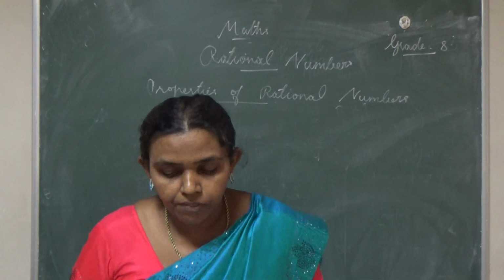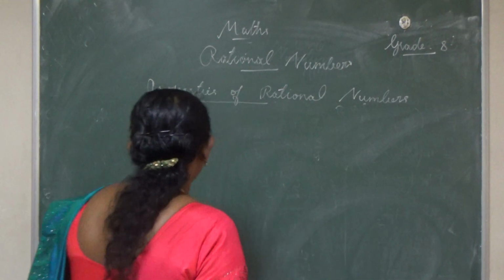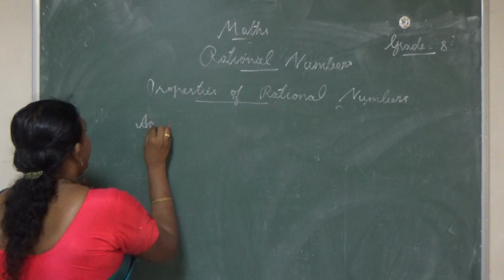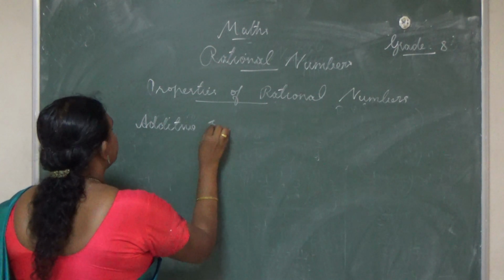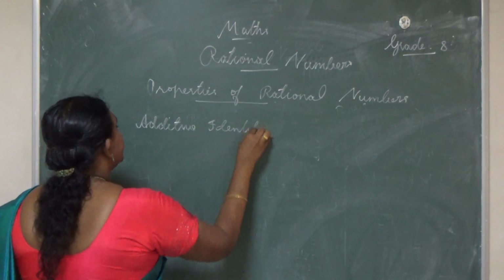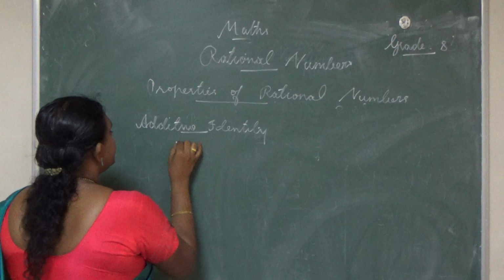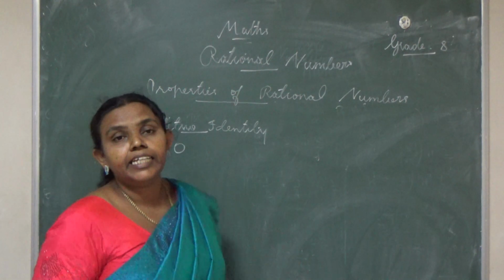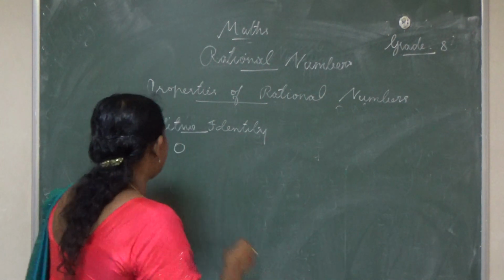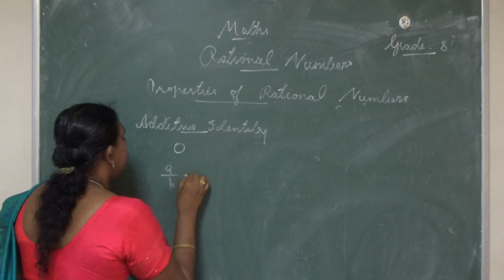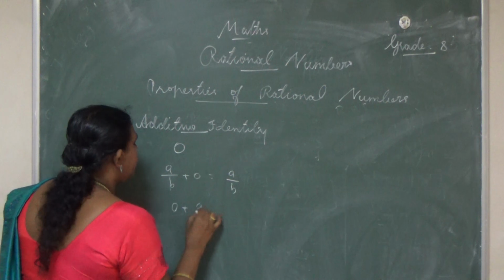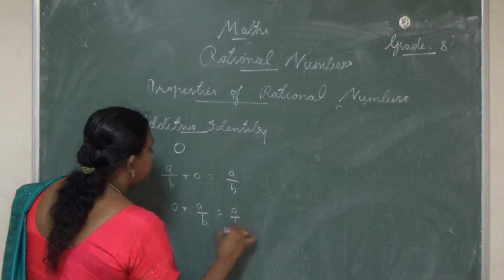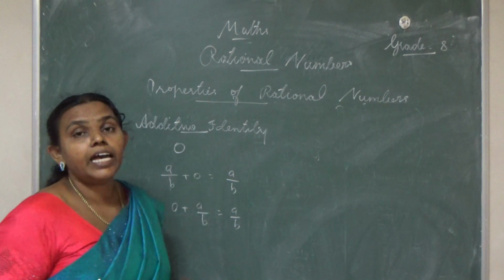Today we will be learning the next properties, additive identity and additive inverse. What is the additive identity of a rational number? Zero. If you have a rational number a by b and add 0, or 0 plus a by b, we will get a by b. So we say 0 is the additive identity.